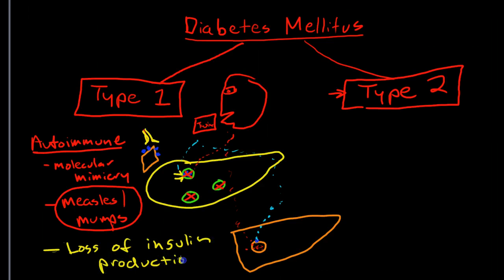And usually it's relatively absolute. Most type 1 diabetics have absolutely no insulin production. They've lost all of their beta cells.